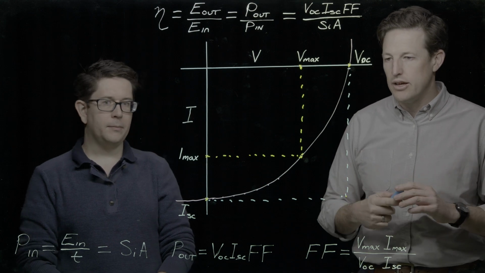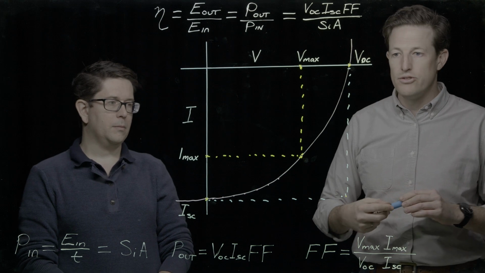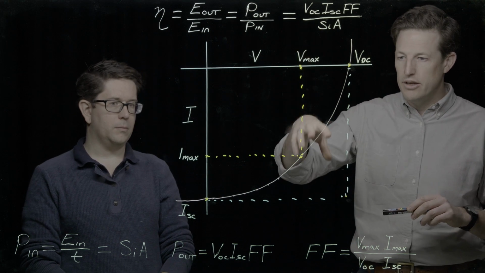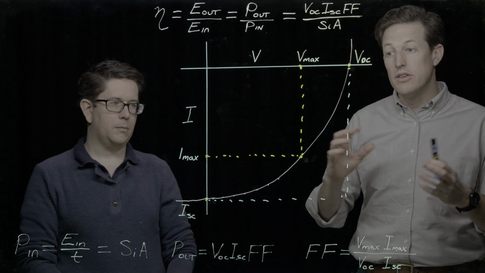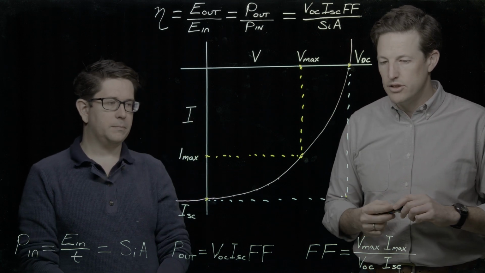Yeah, so that's under light. This curve is what the response of the solar cell will look like when you're shining light onto it. If it's in the dark and there's no light, it will look quite different. So this is a light IV curve.